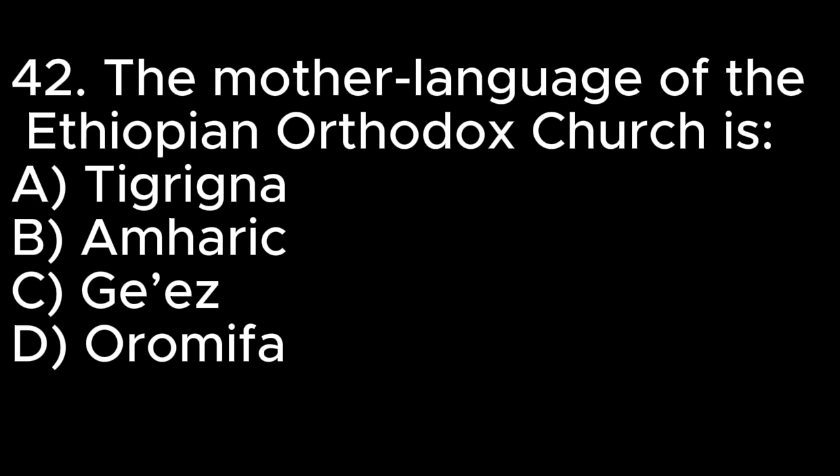42. The mother language of the Ethiopian Orthodox Church is A. Tigrinya. B. Amharic. C. Ge'ez. D. Afaan Oromo. Answer: C. Ge'ez is the liturgical language.